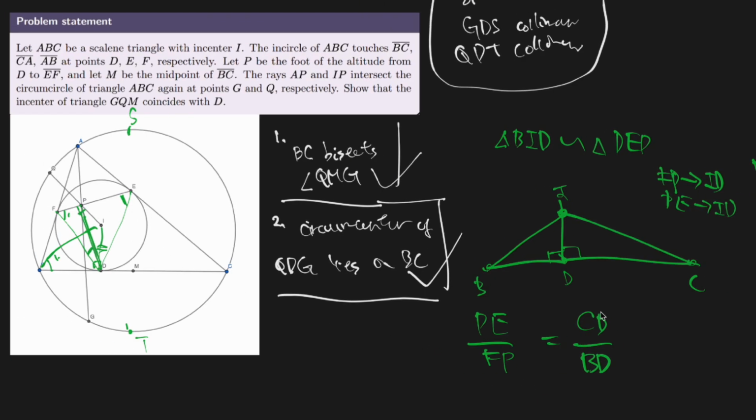Okay, so actually let's write this a bit nicer. If we write this a bit nicer, we get that PF over PE is equal to DB over DC. So if we visualize this, it tells us that this ratio to this ratio is this ratio to this ratio. So that is pretty nice, because with this piece of information we can actually now prove something about GDS being collinear.